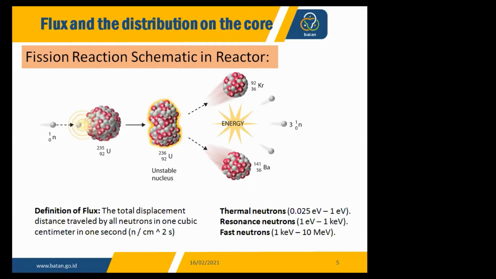Generally, there are 3 types of neutron by considering the energy. The first one is a thermal neutron that has an energy range of 0.025 to 1 electron volt. The second is a resonance neutron that has an energy range of 1 electron volt to 1 kilo electron volt. And the last one is a fast neutron that has an energy range of 1 kilo electron volt to 10 mega electron volt.